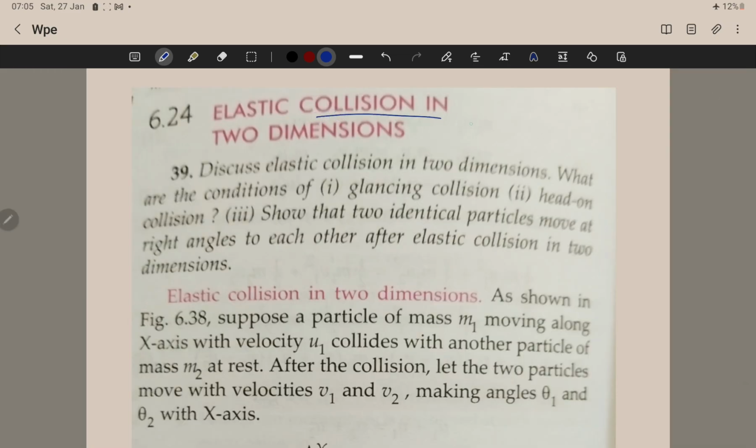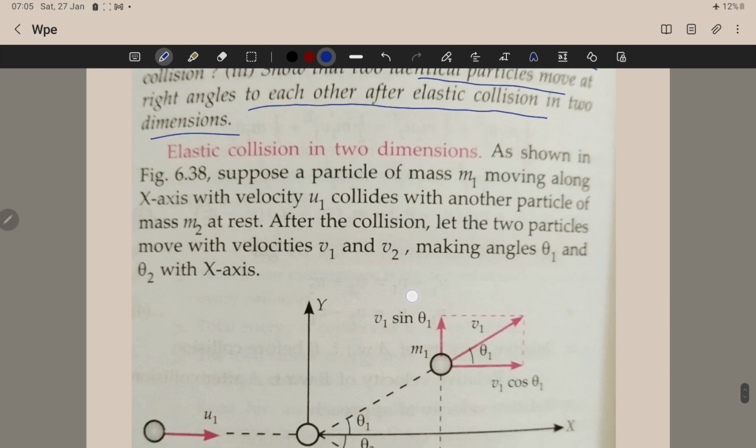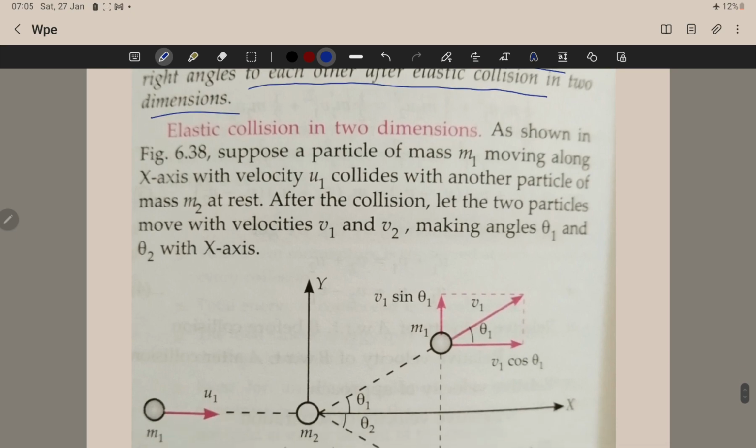Next topic is elastic collision in two dimensions. Earlier we discussed one dimension, now we discuss two dimensions. We will discuss elastic collision, what a glancing collision is, then a head-on collision, then show that two identical particles move at a right angle to each other after an elastic collision in two dimensions. So for elastic collision in two dimensions, there is no change, just some equations are changing.